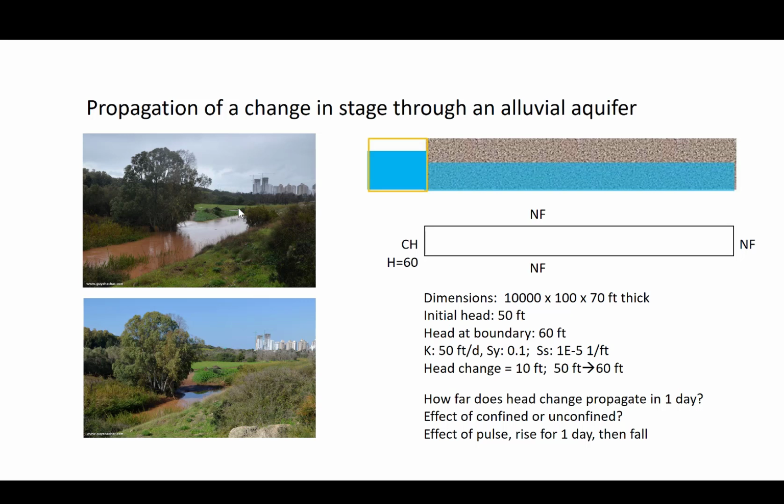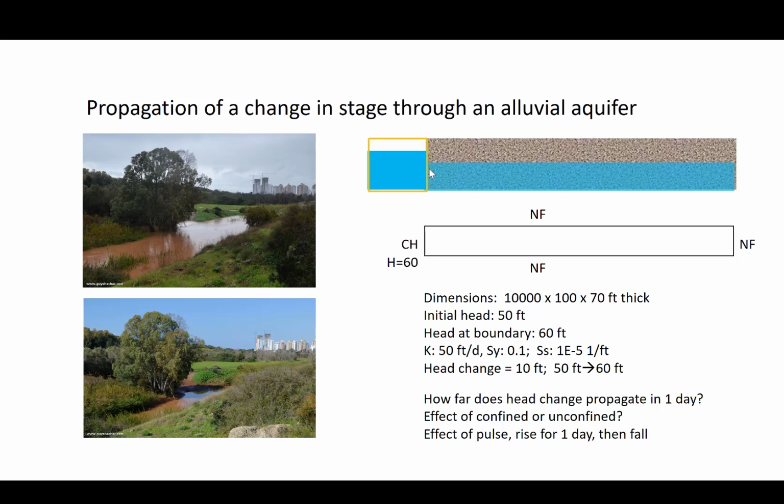This is sometimes called bank flow storage. It affects the stage of the stream, and it also causes fluctuations of the water level in the aquifer. So we'll come up with a conceptual model by taking a cross-section through the stream like this, and then we'll look at it in a mirror image, and here's the stream, and here's the aquifer.